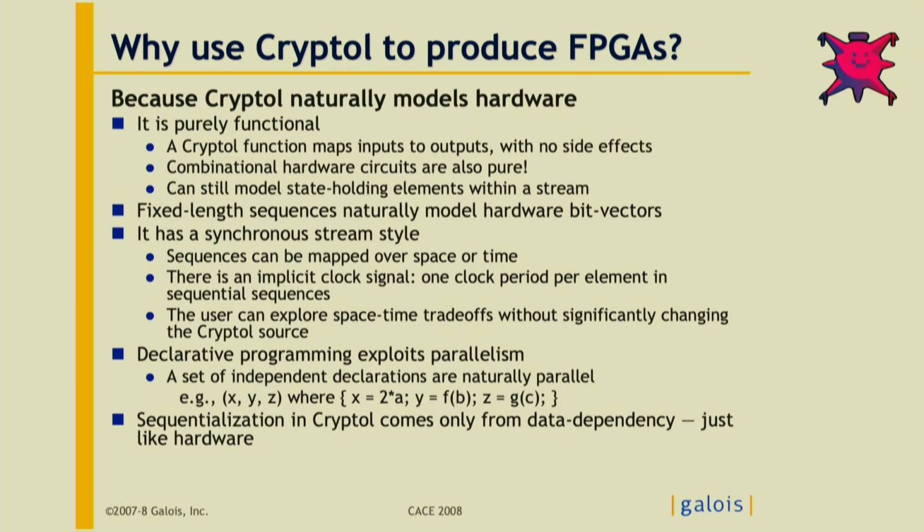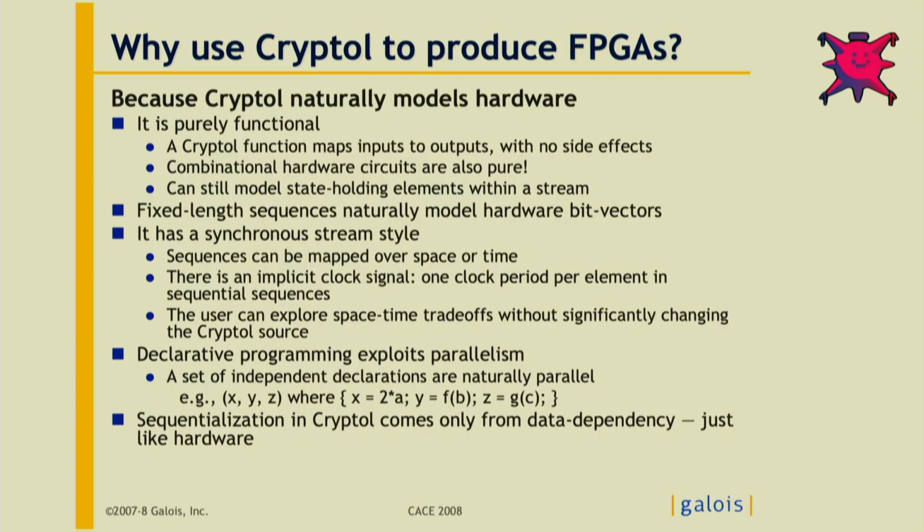Cryptol naturally in some way models hardware. It is purely functional, which corresponds to combinatorial calculations of networks of logical function blocks. You can map sequences to bit vectors. It is synchronous, so these stream equations that I showed can be very nicely mapped into synchronous, stepwise clocked computations. And this declarative nature also gives you more possibilities to parallelize when you generate the actual code.